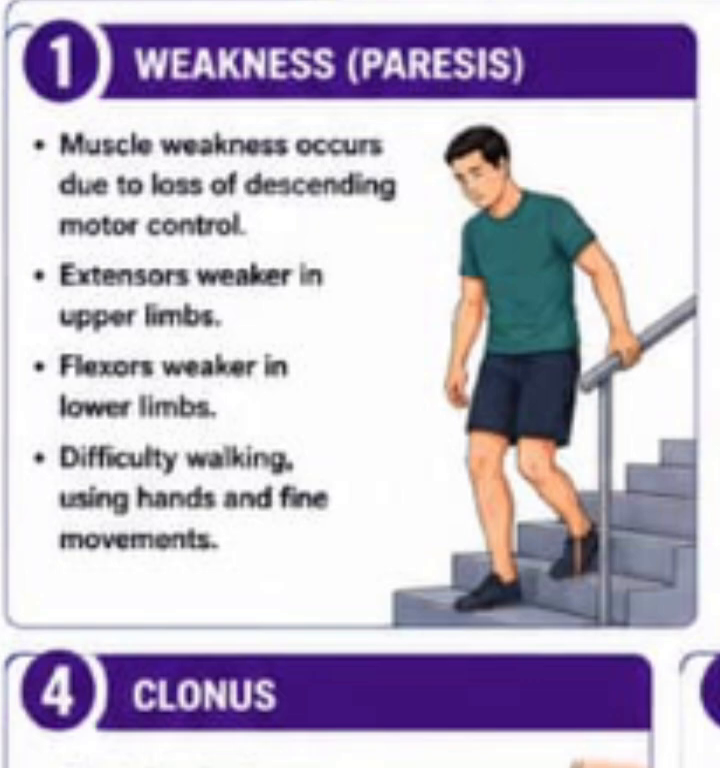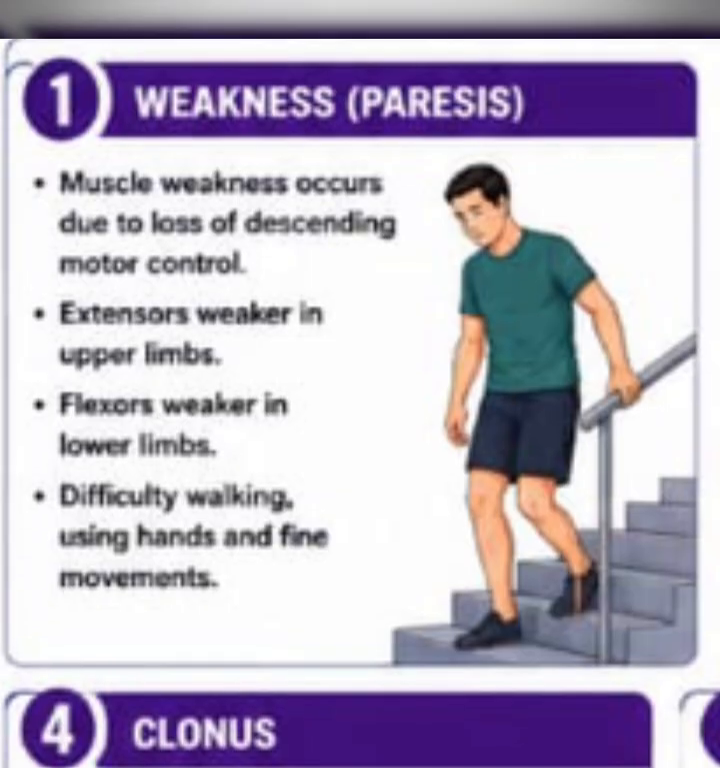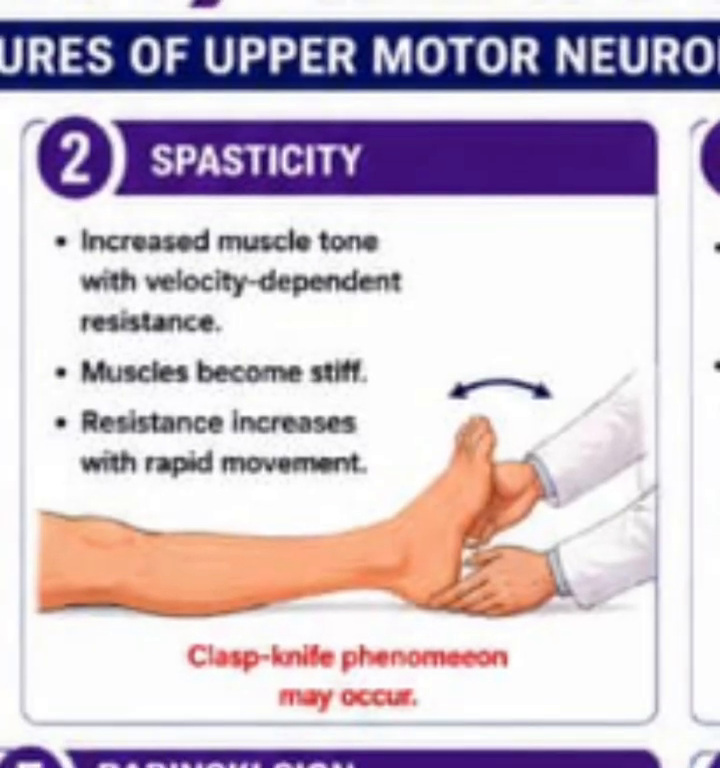So there will be weakness or paresis first of all, due to decreased neuromuscular transmission. Second, there will be spasticity. Now spasticity is velocity dependent, in the sense that there will be increase in muscle tone only when you are applying high velocity. When you are moving the limb slowly, you will not see any tightness in the muscle. But when you increase velocity, you see a clasp-knife phenomenon. So spasticity is the increase in muscle tone with velocity-dependent resistance.